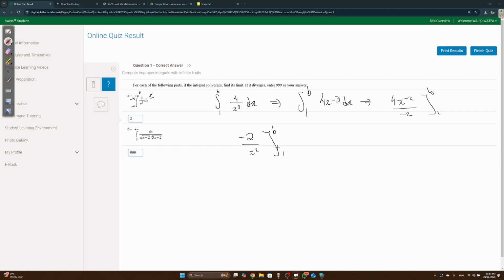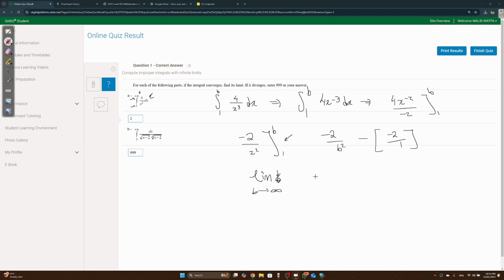until b. Okay, then you say limit b approaches infinity of minus 2 over x squared from 1 to b. Then you just replace b with infinity, so minus 2 over, oh no, sorry, you don't do the limit now, my bad, you do the limit after, I forgot one step. Then you substitute b and 1, so you get minus 2 over b squared minus open bracket minus 2 over 1, right? Then you say limit b approaches infinity.